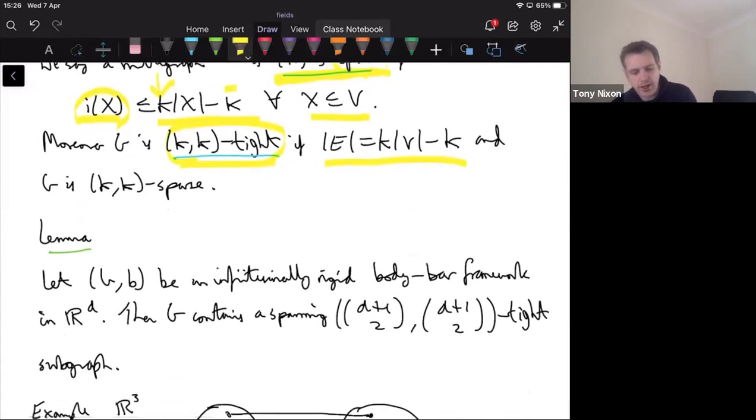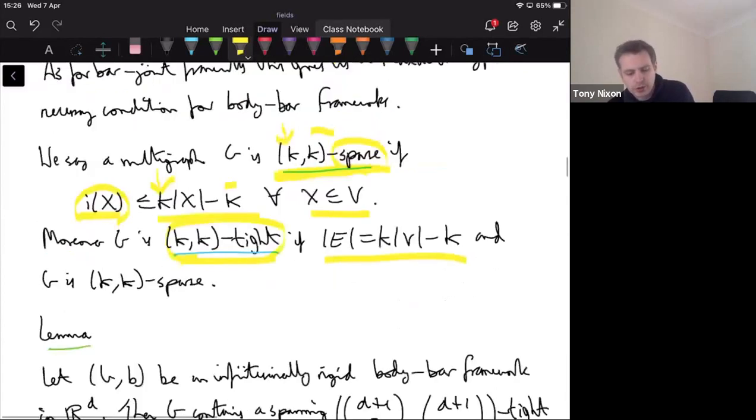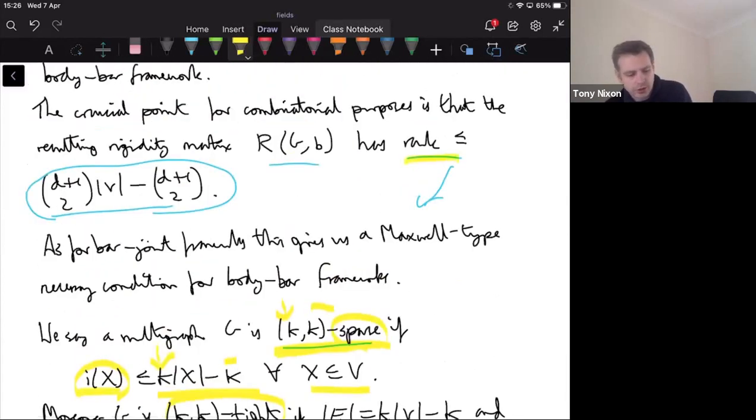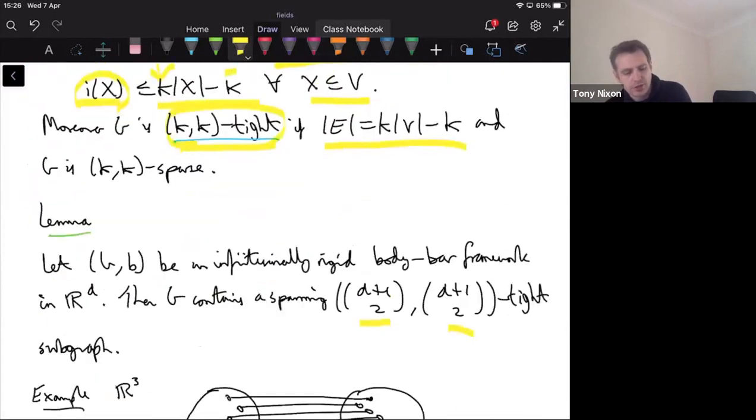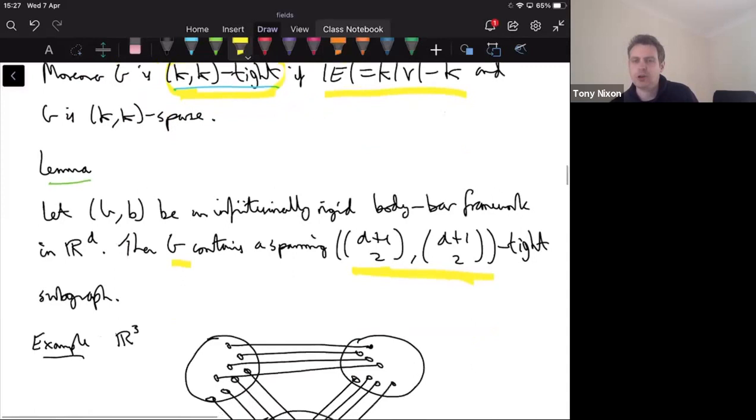So if we take K to be D plus 1 choose 2, then our rank condition, the rigidity matrix, implies by linear algebra that if you take an infinitesimally rigid body-bar framework, then the graph contains a D plus 1 choose 2 tight subgraph. If it's minimally infinitesimally rigid, then it would be tight, but if it's just rigid, it contains a spanning subgraph which is tight as well.